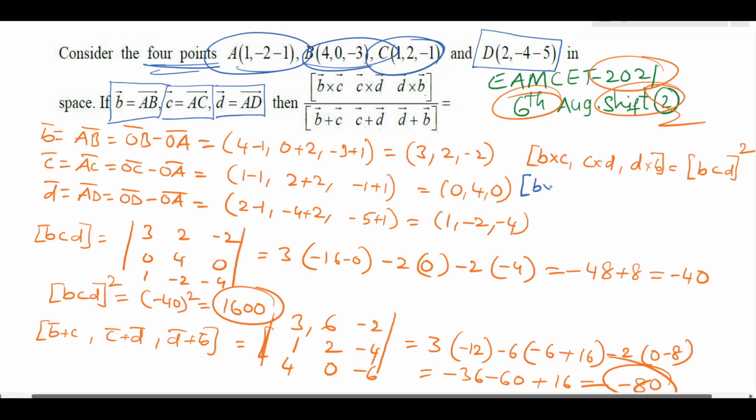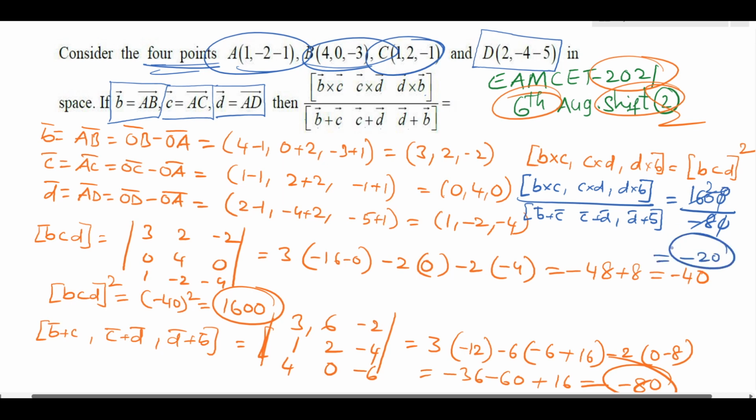Now we find box of D cross C, C cross D, D cross B by box of D bar plus C bar, C bar plus D bar, D bar plus B bar. Numerator value is 1600. This is minus 80. So 0 0 cancel, 8 2 times cancel. That is equal to minus 20. The value is minus 20. This is the required answer.